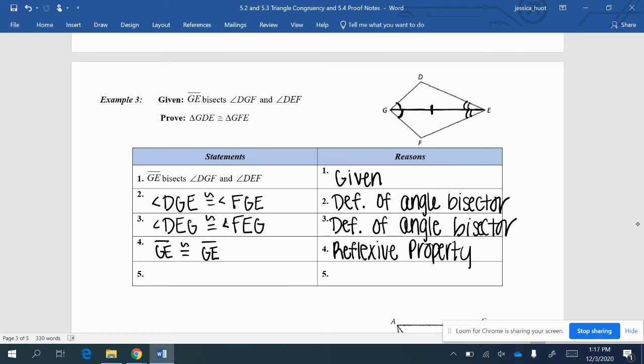And then our last line is always what we are trying to prove. And here we are trying to prove that triangle GDE is congruent to triangle GFE. Why? Let's look. Here I have an angle and an angle, another angle and another angle, and a side and a side. As you can see, that is angle, side, angle, angle, side, angle. So this is going to be angle, angle, side, angle, congruence.